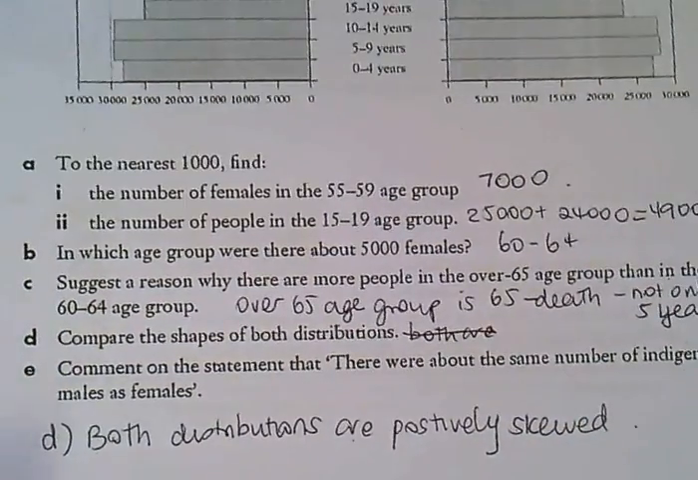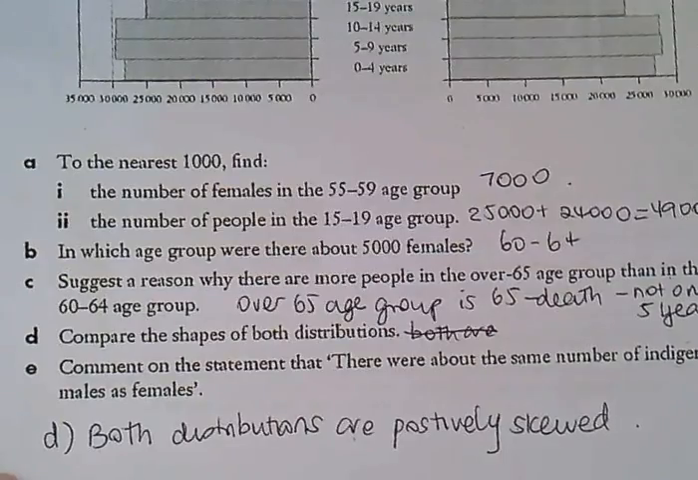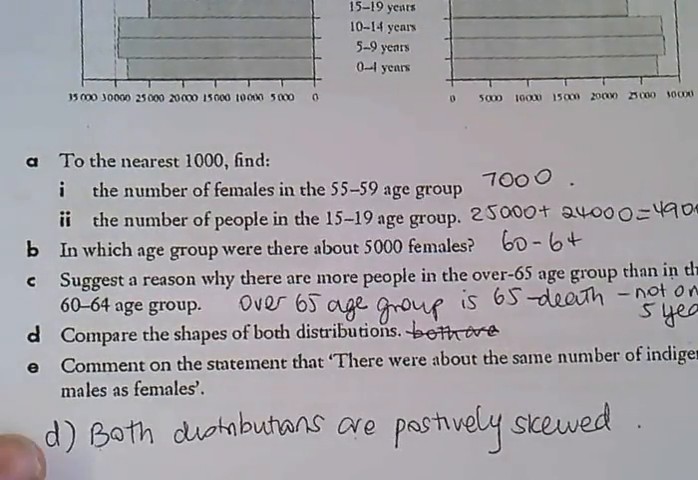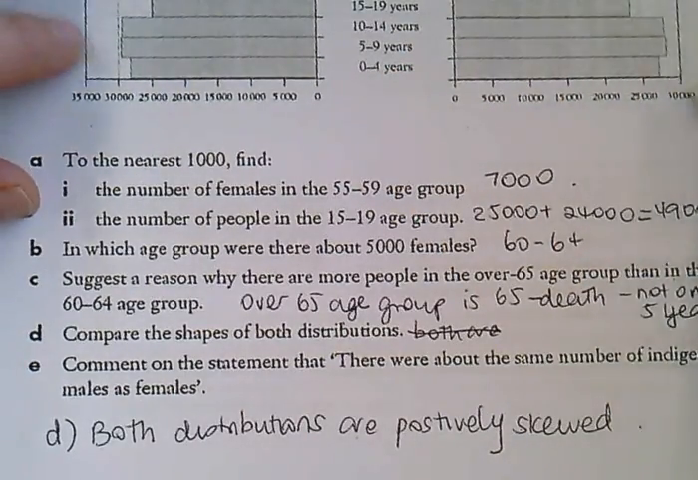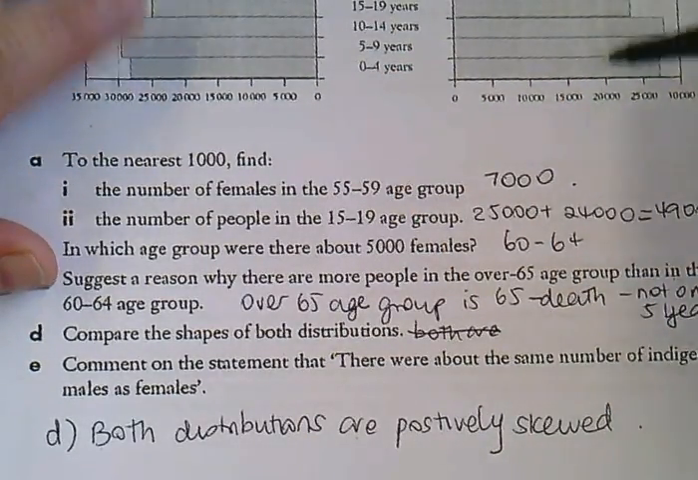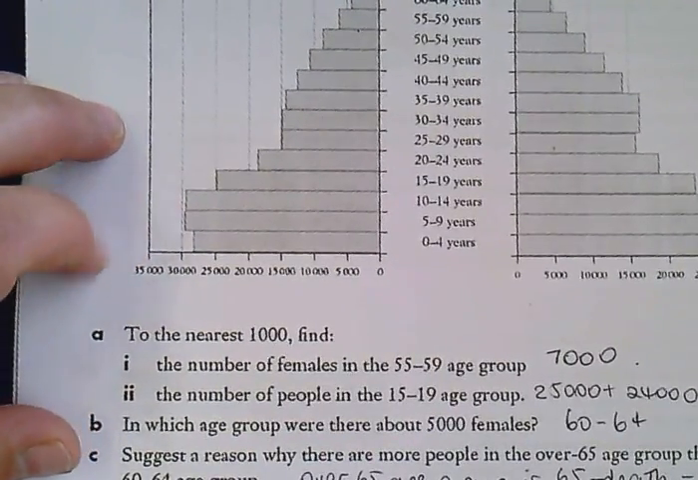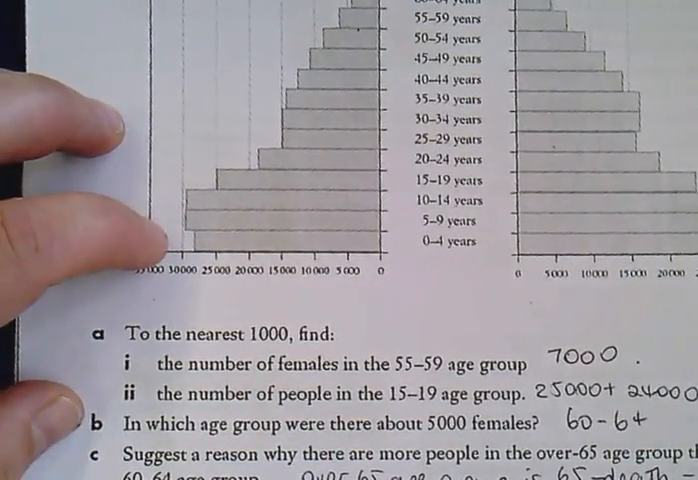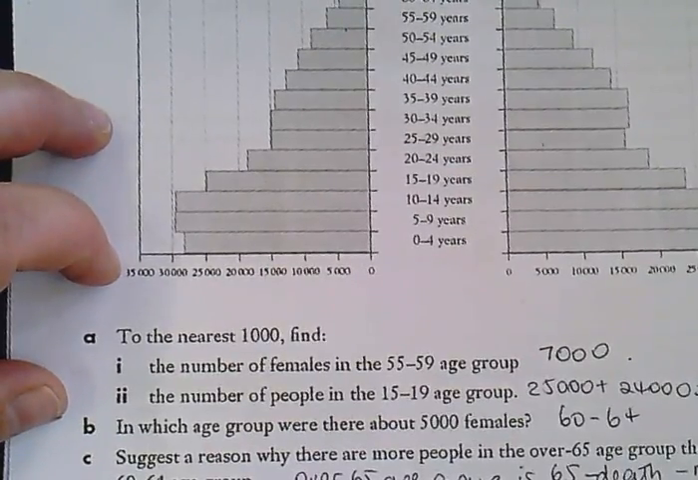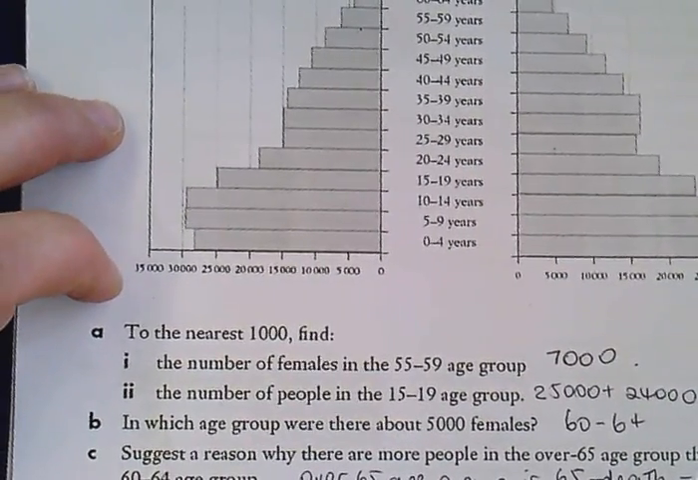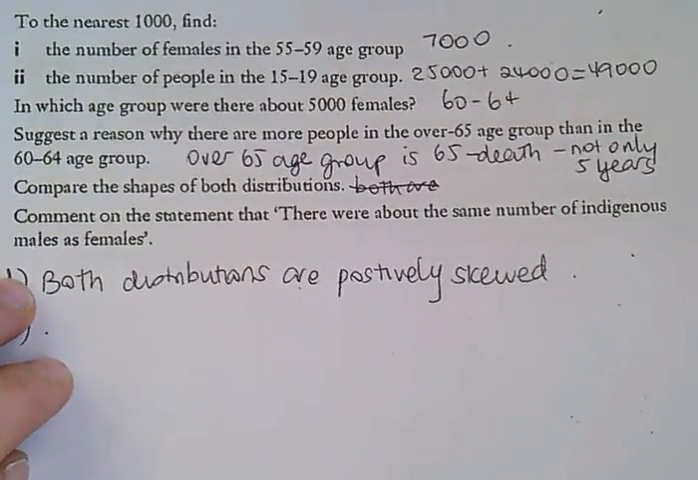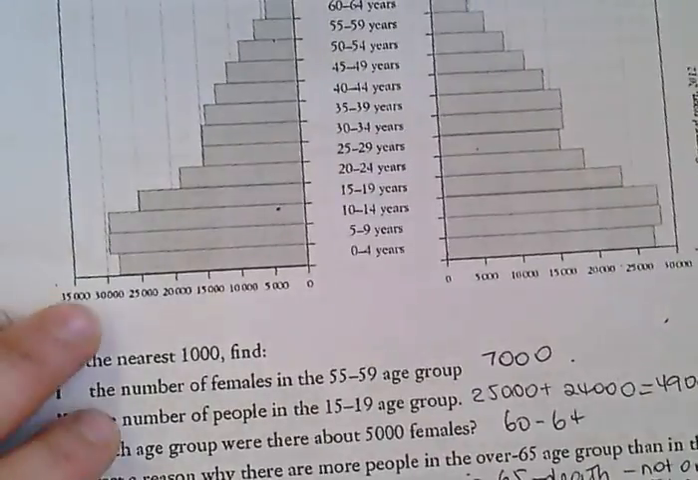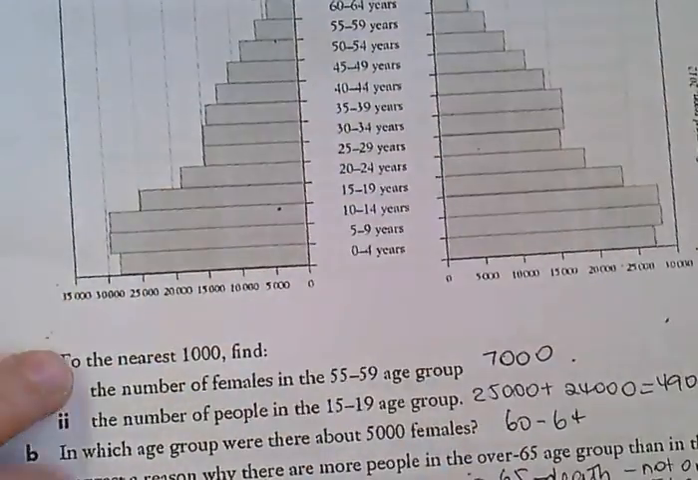What does that mean? If they're both positively skewed, in other words, there's a lot of younger people in both populations. But are there more females than males, by the looks of things? There are more females than males. Yes. There are about the same number of Indigenous males as females. You'd have to make a little approximation.